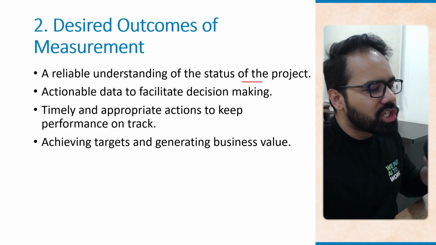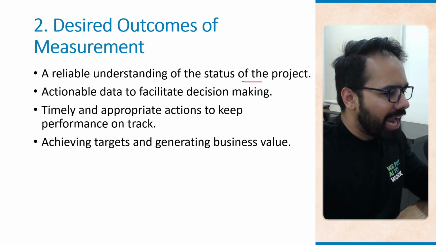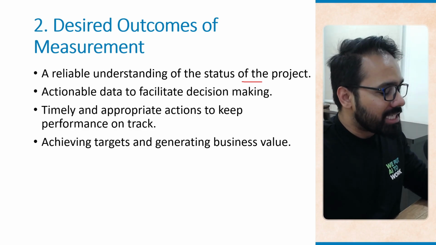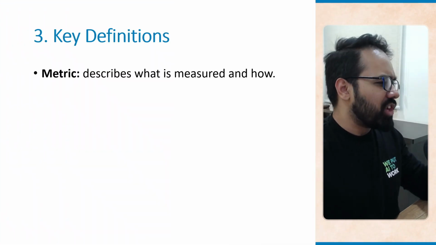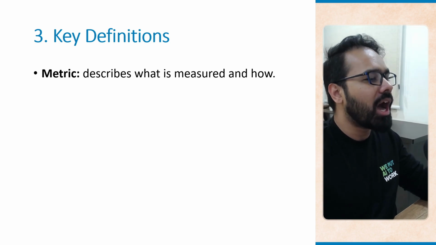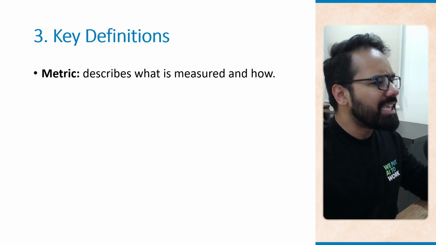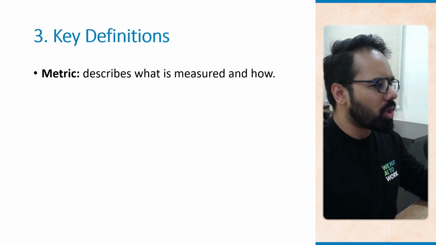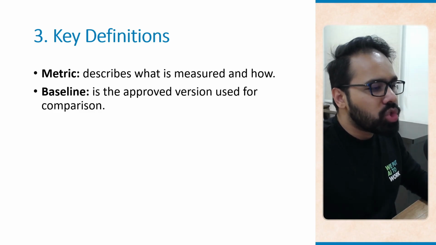Achieving targets and generating business value ensures that the project is not only on track but also aligned with business goals like increasing online sales or reducing customer drop-offs. Okay, key definitions. A metric is something that describes what is measured and how it is measured. For our website development project, a metric could be the average page load time, and it can be measured in seconds or milliseconds. A baseline is the approved version used for comparison.